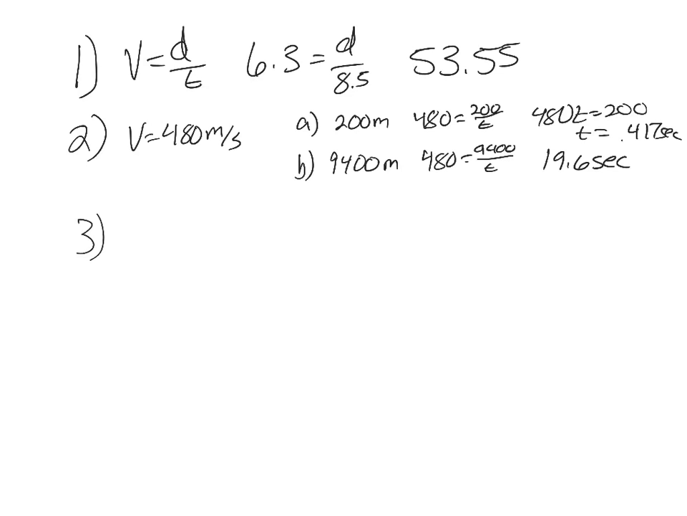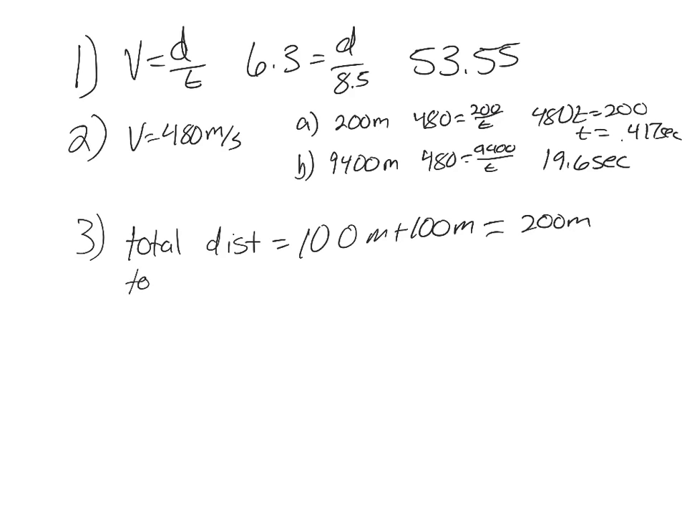Number three, let's see, you run 100 meters at a speed of 10 meters per second and then walk 100 meters at a speed of 1 meter per second. What is your average speed? So we need the total distance traveled, which we can find by doing 100 meters plus 100 meters and getting 200 meters.